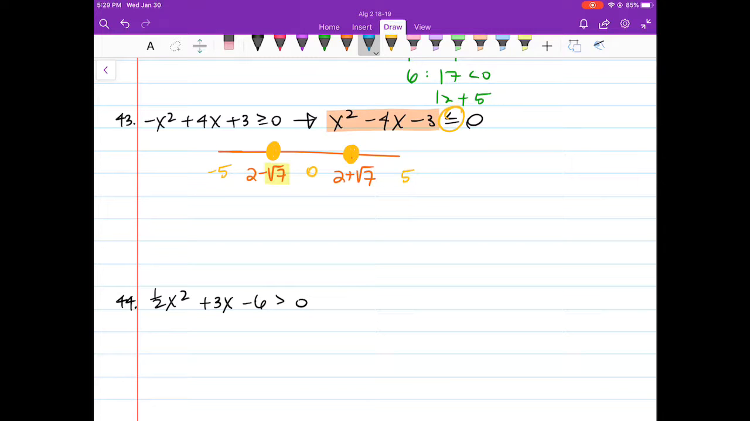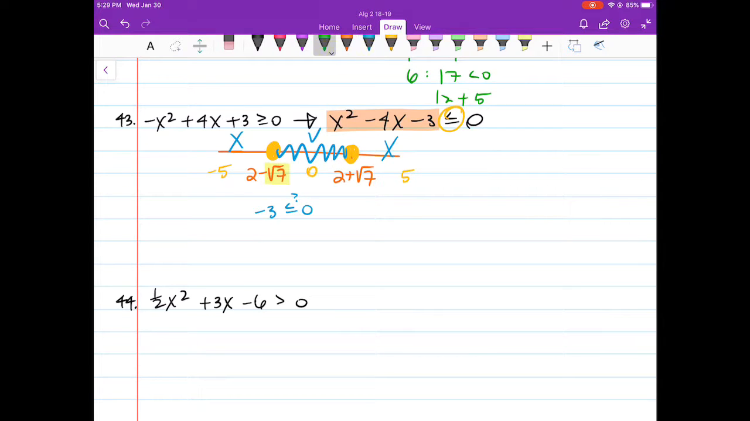While plugging in 0, notice that we get 0 squared is 0, minus 4 times 0 is 0, minus 3, it's just negative 3. Is that less than or equal to 0? Yeah, that is true. So that means that we do want to shade between 2 minus radical 7 and 2 plus radical 7. Again, you still want to plug in negative 5 and positive 5. You're going to find that they're not going to work though, but take the time to do that.